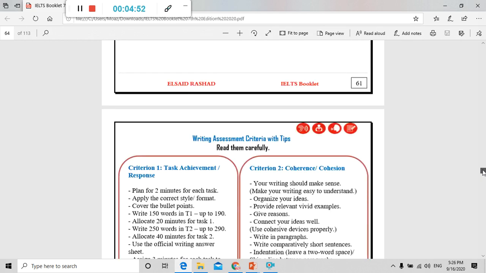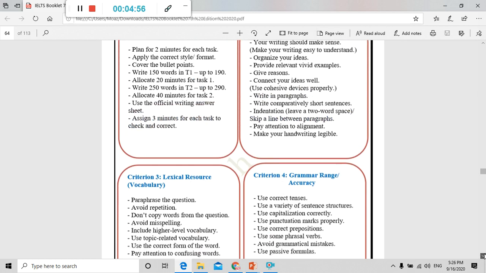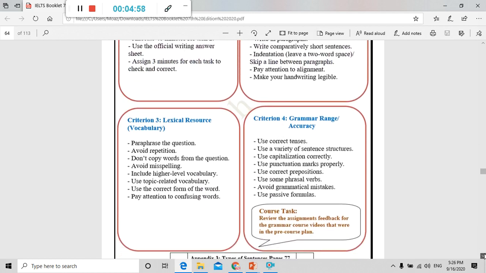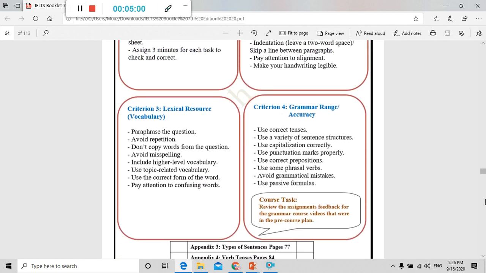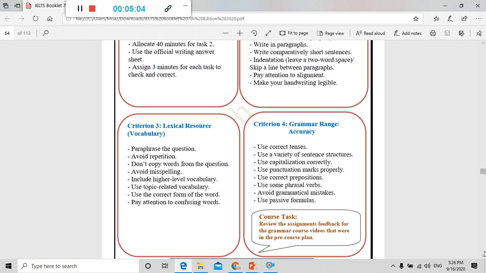Now let's go to criterion 3, which is lexical resource. Which I mean by that vocabulary. You need to paraphrase the question in the introduction. You need to avoid repetition. Don't repeat yourself. Don't copy words from the question. You need to paraphrase, as we mentioned.